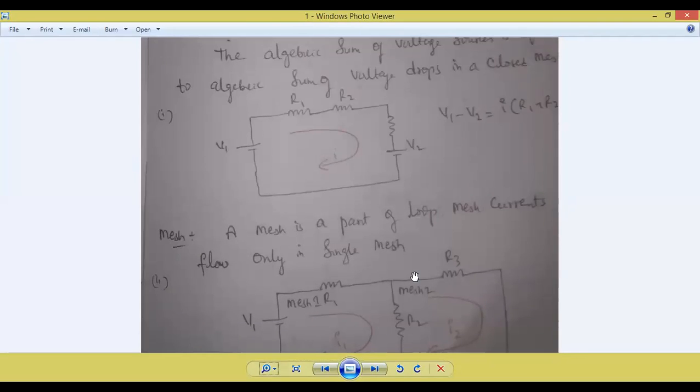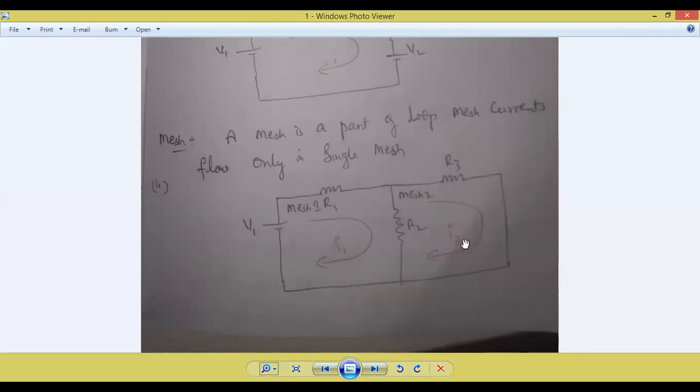Now a loop is divided into the smallest parts called meshes. In one building, let us say there are 50 rooms. So we say there are 50 meshes in the building.